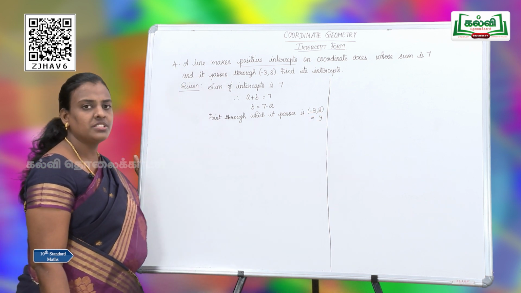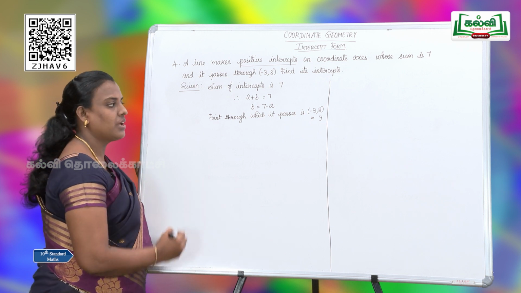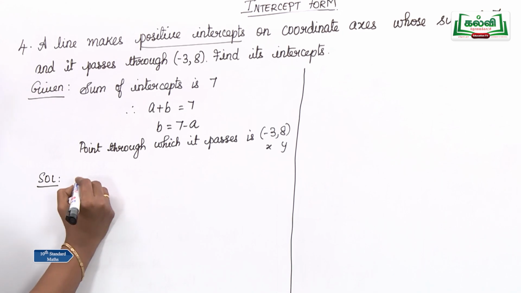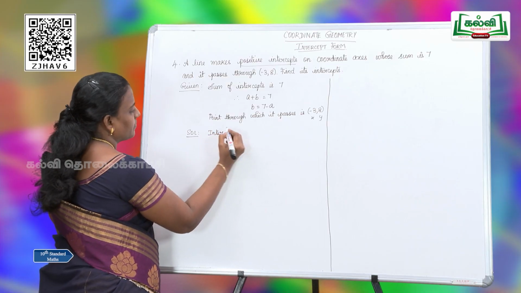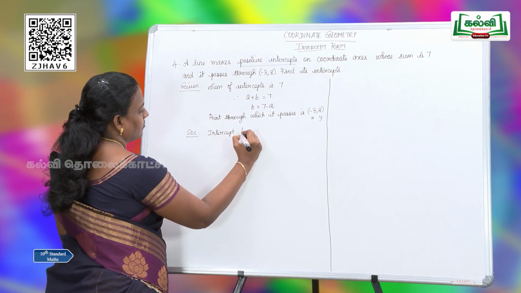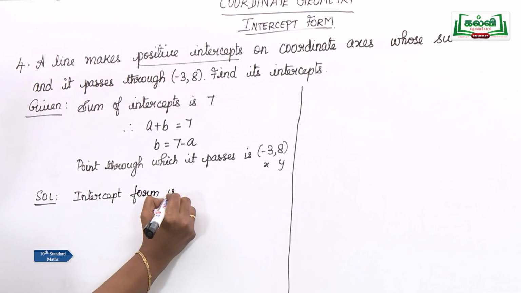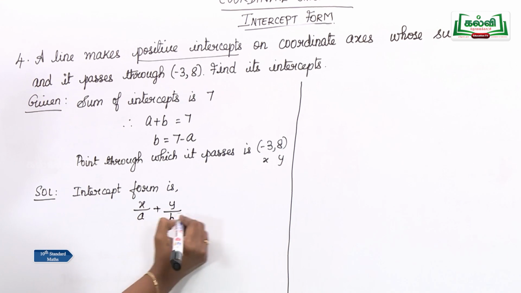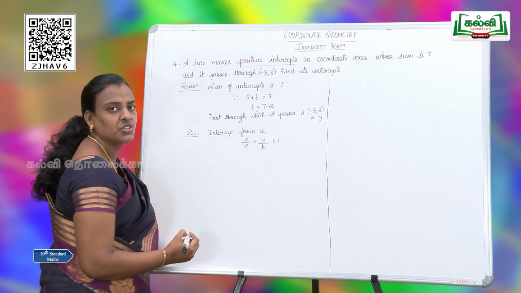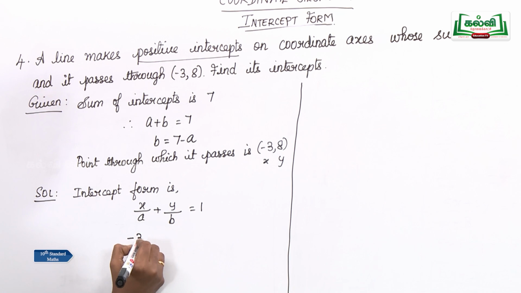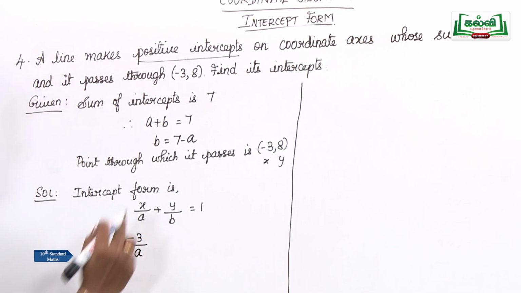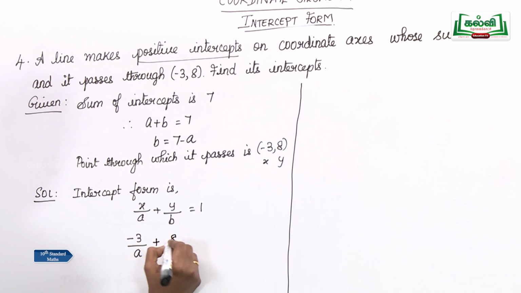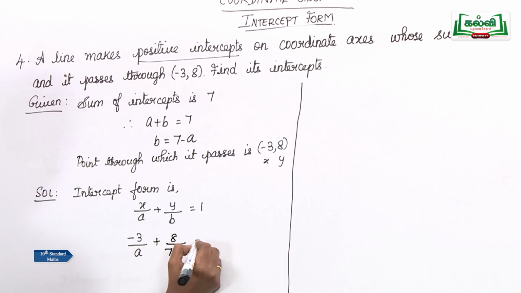Okay. Now what is the equation I am going to use to solve this? I am going to use the intercept form. So let us move on to the solution. So the intercept form is x by a plus y by b is equal to 1. So when I substitute, what do I get? Minus 3 by a, let a be as it is, because b you are going to write in terms of a, plus 8 by 7 minus a is equal to 1.